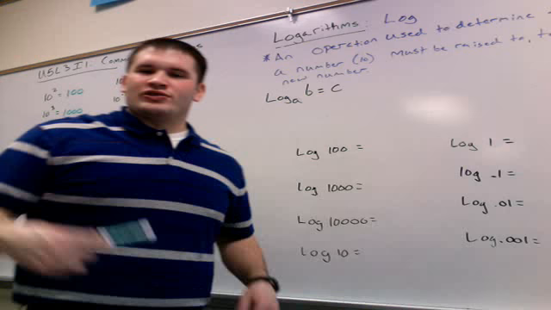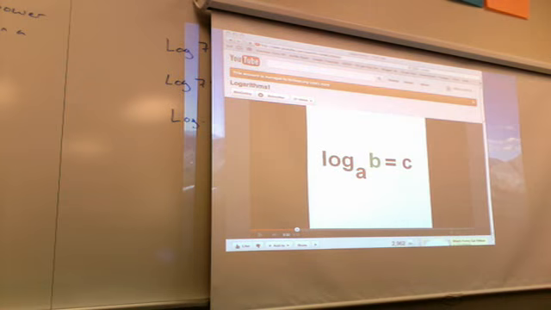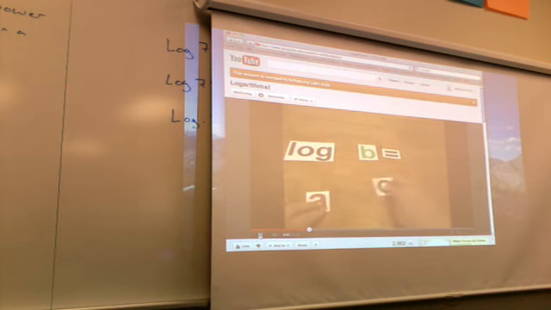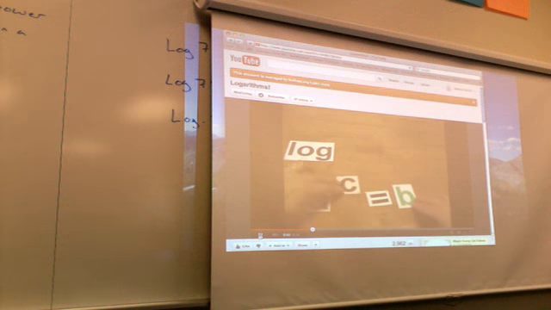Okay. Now, the most important part of the video. Log base a of b equals c. Why is that? Okay. Log base a of b equals c because, wait for it, a to the c equals b. All right? Log base a of b equals c because a to the c equals b. That's the most important part.